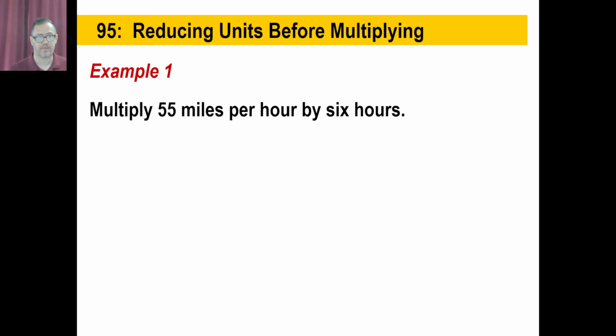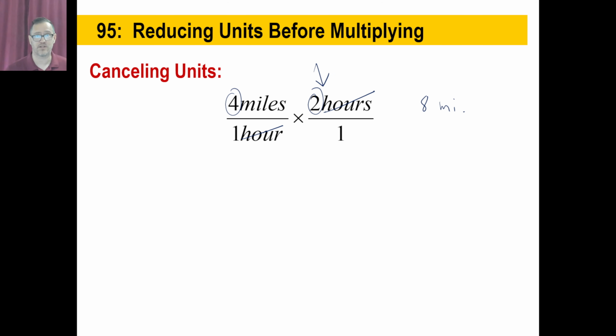All right, let's do another one. Multiply 55 miles per hour by 6 hours. In other words, if you're a very fast goat and he's running 55 miles an hour and you ride your goat for 6 hours, how far do you go? We all know, we just multiply 55 by 6, and that's how many miles. Yeah, that's correct. But let's write it like one of these fractions here, okay?